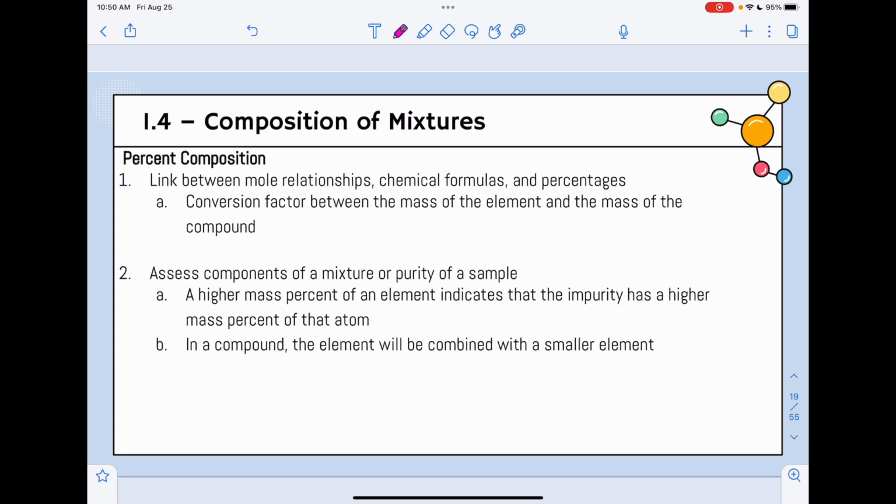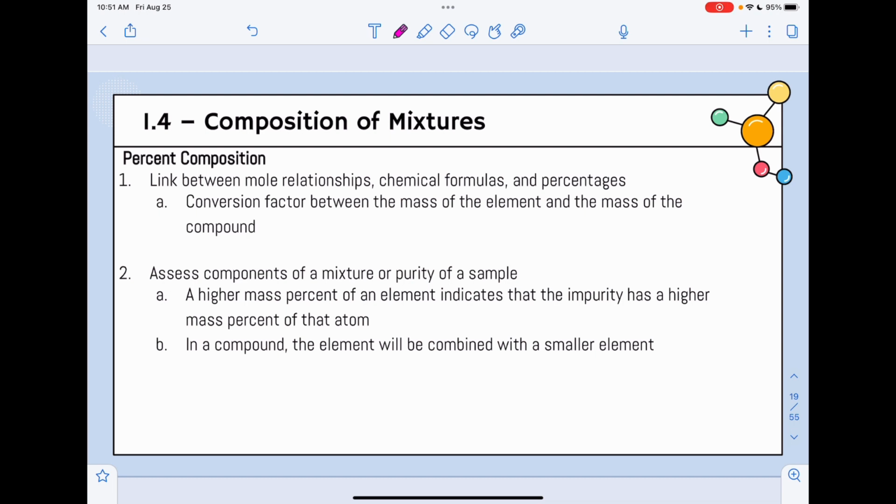One way that we describe the composition of mixtures is through percent composition. So this is looking at the link between the mole relationships, the chemical formulas, and the percentages. And what we can do here is create essentially a conversion factor between the mass of the element and the mass of the compound.